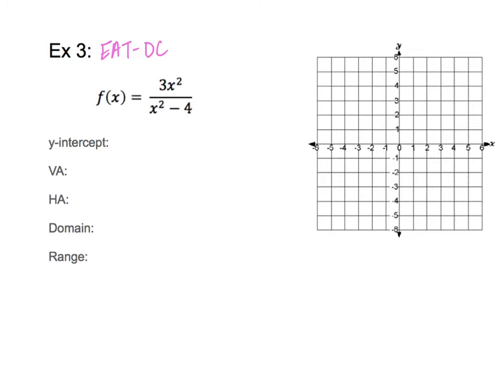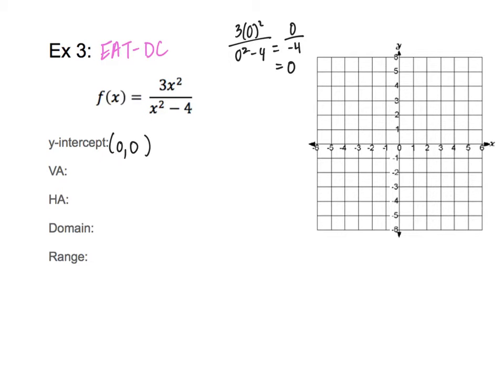I'm going to first find the y-intercept. So if I plug in 0, 3x squared, 0 squared minus 4. Well, 0 squared is just 0. 0 times 3 gives me 0. So my top is 0. Where the bottom, 0 squared minus 4 is still just minus 4. So if I divide, anytime 0 is in the numerator and you divide, you will get 0. Okay? So in this case, we have (0, 0) as our y-intercept. So it looks like it's at the origin.